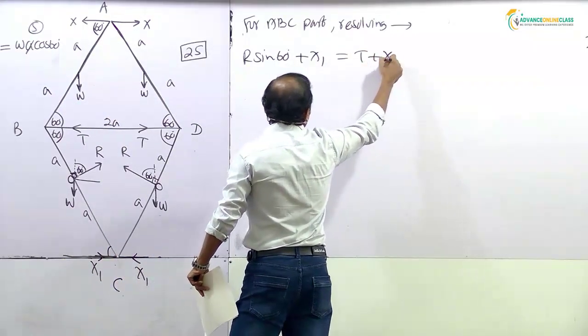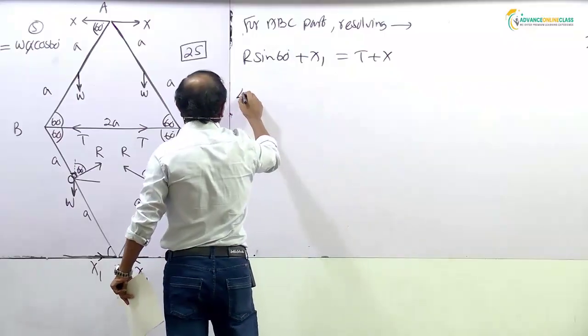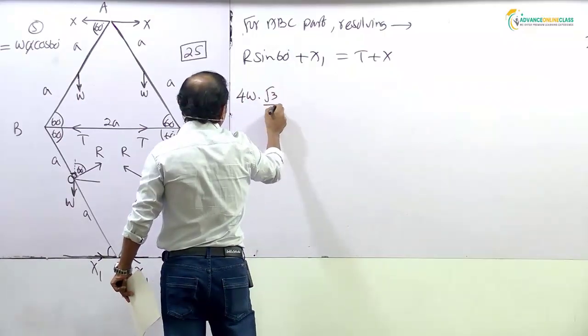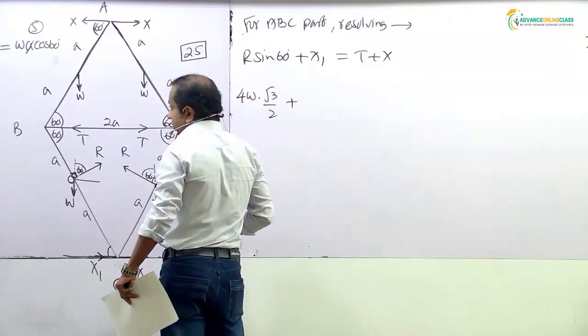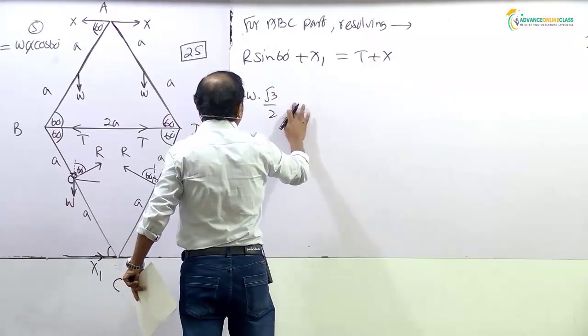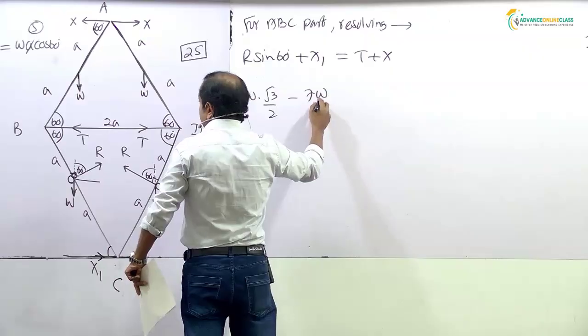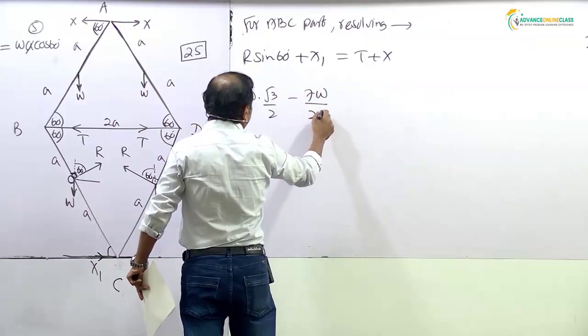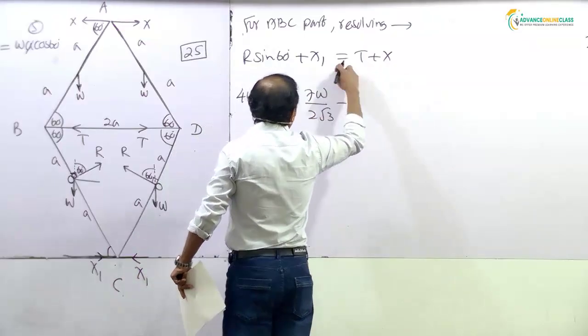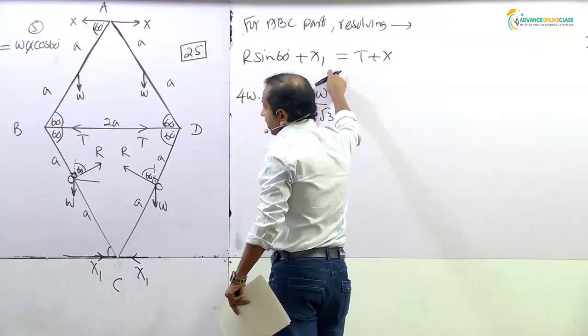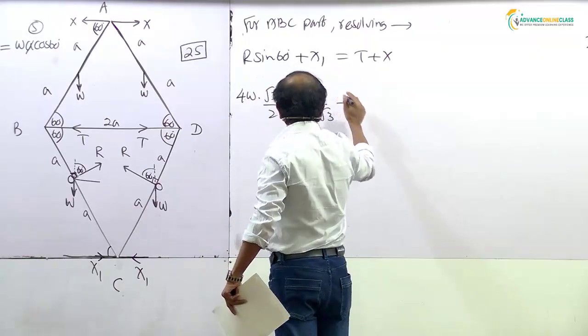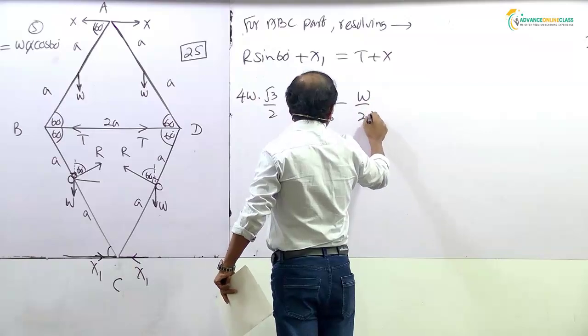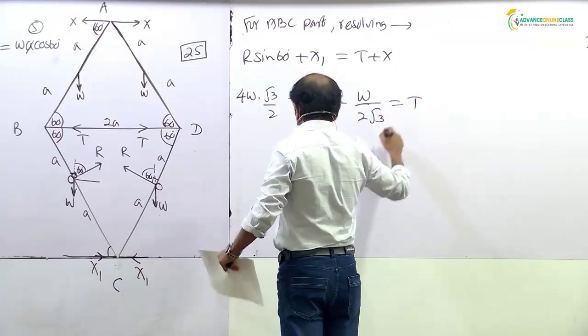T plus x. Right. R 4W sine 60, root 3 by 2. x1 minus 7W over 2 root 3. Bring this x to the left hand side, minus x. Its answer is W over 2 root 3 equals T.